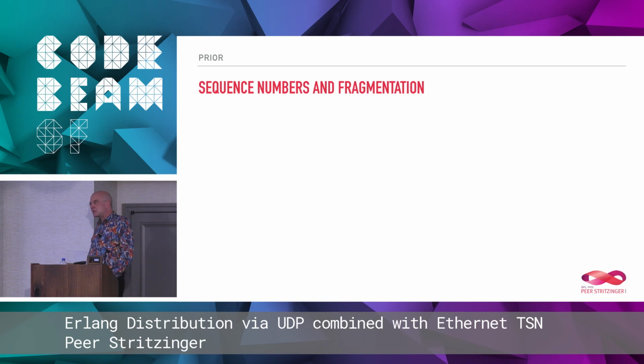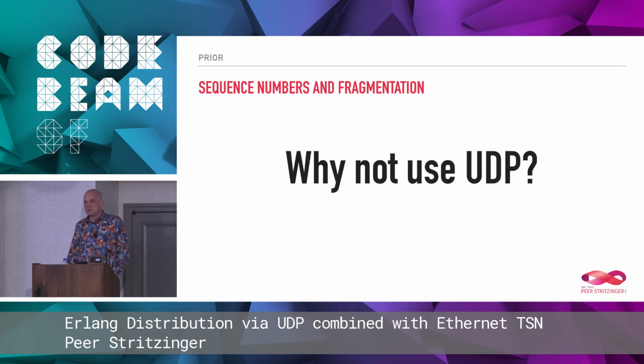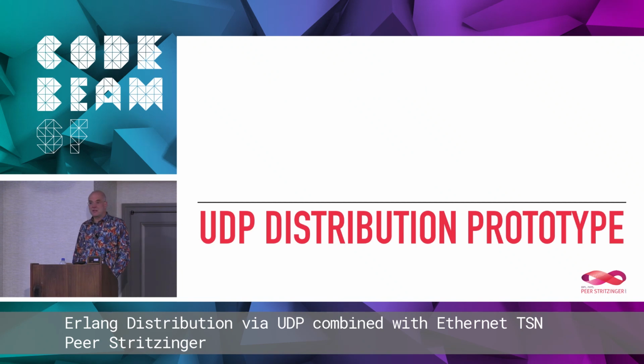So if we have sequence numbers and fragmentation, then there's a question which was actually asked in one of my talks: why not use UDP then? I mean, you can reorder messages, and we find out if anything is missing. So we could actually send UDP packets and just do away with TCP. And so we thought we'd try this out and see how well it goes.